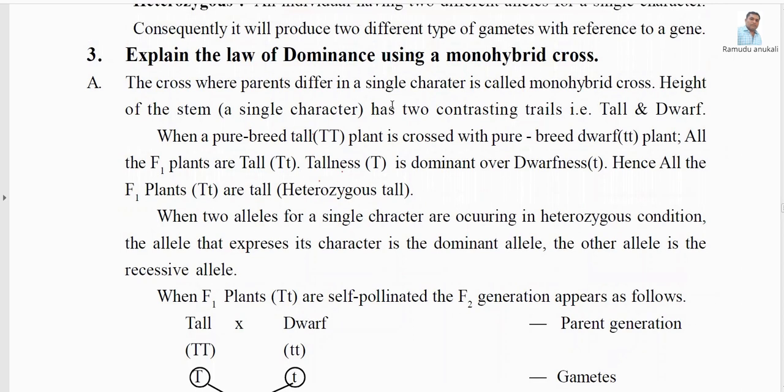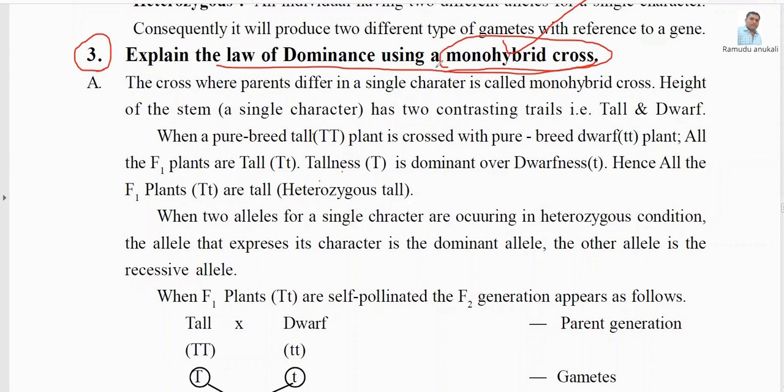So now the third question, that is, explain the law of dominance using monohybrid cross. Now I will give you a clear definition. We have two types of crosses according to Gregor Johann Mendel, monohybrid cross and dihybrid cross. As this question contains monohybrid cross, now I will give the definition about it.